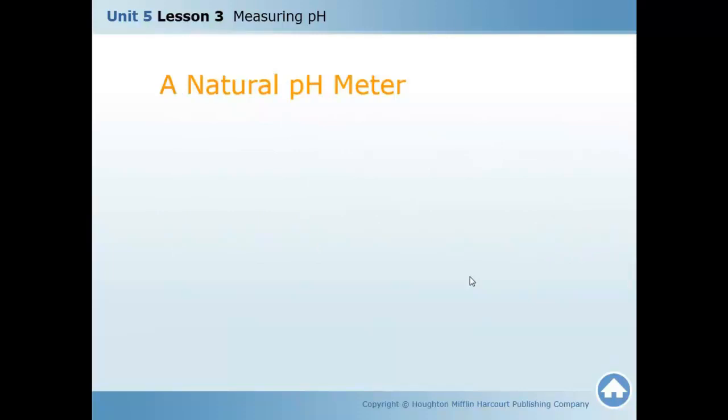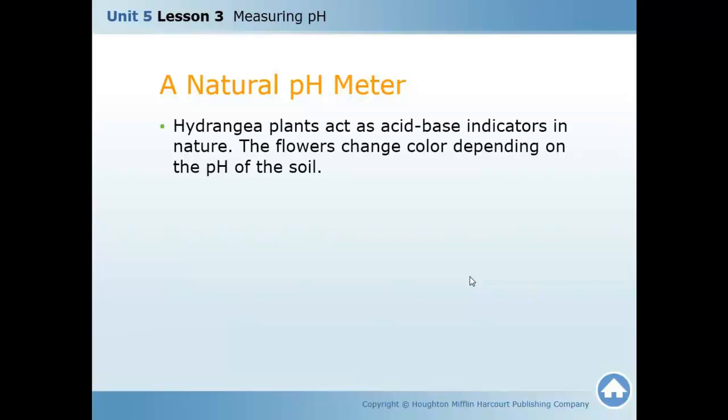And we have a natural pH meter. We have flowers that can change their color according to the pH of the soil. So we have a plant called hydrangea. Hydrangea plants act as an acid-base indicator in nature. The flowers change color depending on the pH of the soil. We have two colors of the flower, the pink flower and the blue flower.